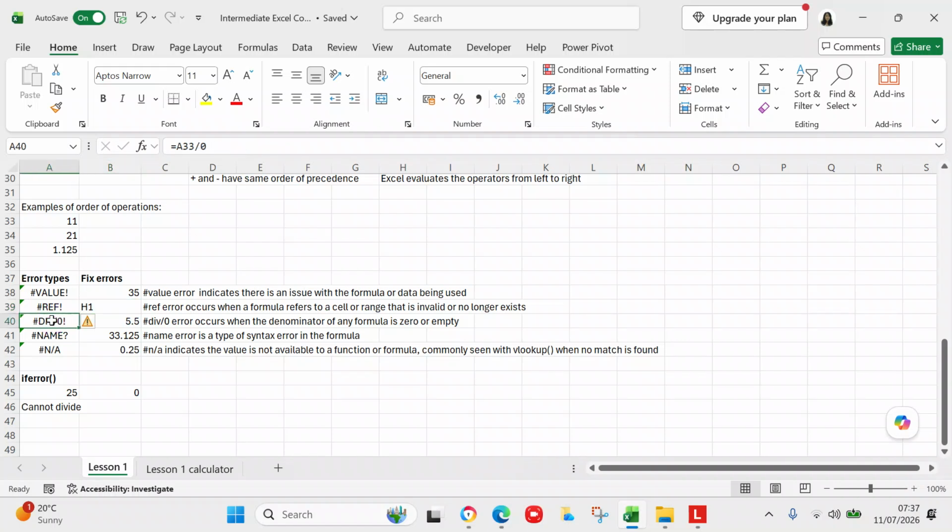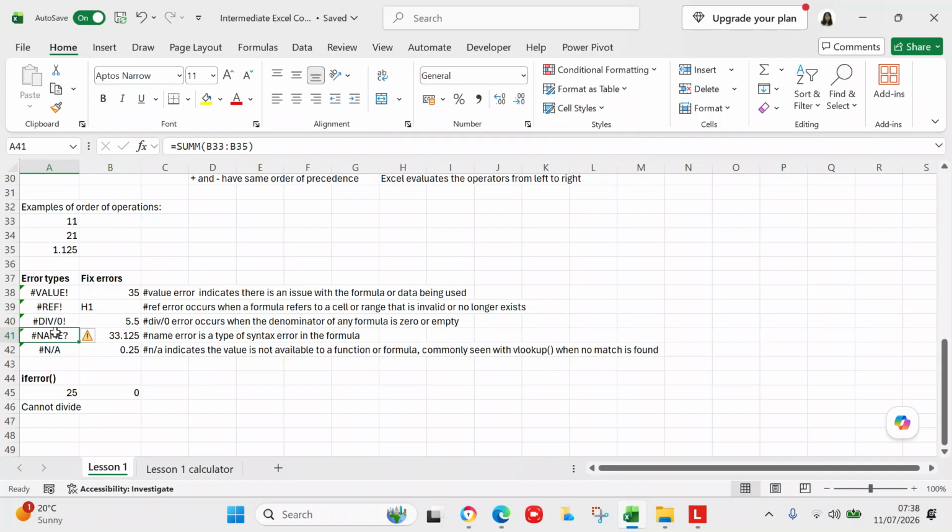The next type of error you have is a division by 0 error, and it occurs when the denominator of any formula is 0 or empty. So we've got A33 is 11 divided by 0. It gives you a division by 0 error. And you fix that by saying A33 divided by 2, which is 5.5. So you take away the 0 and put a number in there, and then you'll get rid of the division by 0 error.